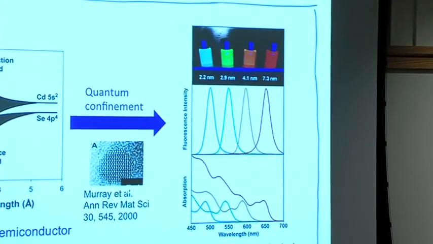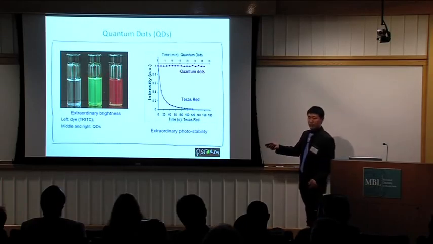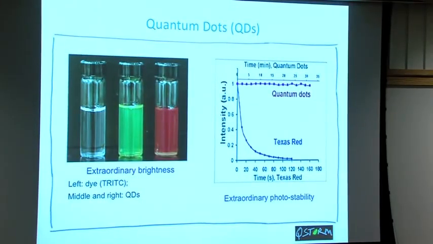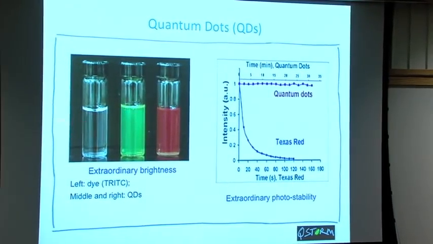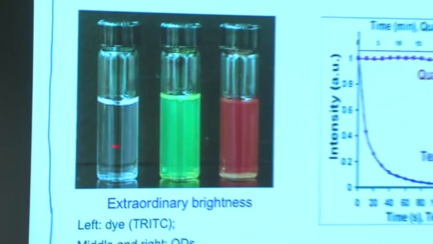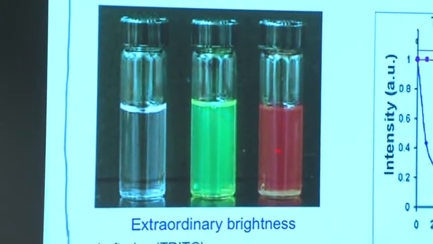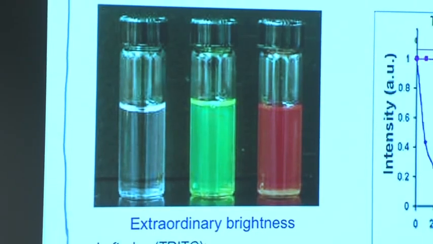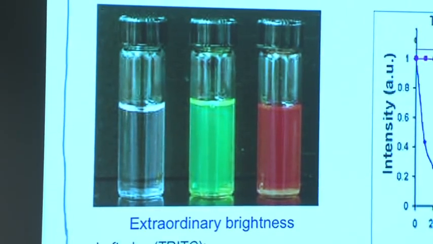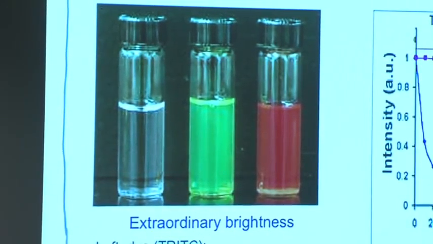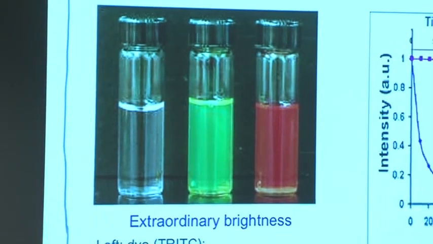which correspond to different colors. And the quantum dots are much brighter than dyes. The left vial contains a dye solution, and the middle and right vials contain different colors of quantum dots with exactly the same molar concentration as the dye solution. And you can see, I think this picture speaks for itself.